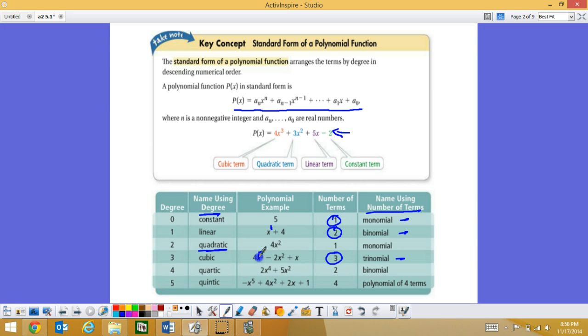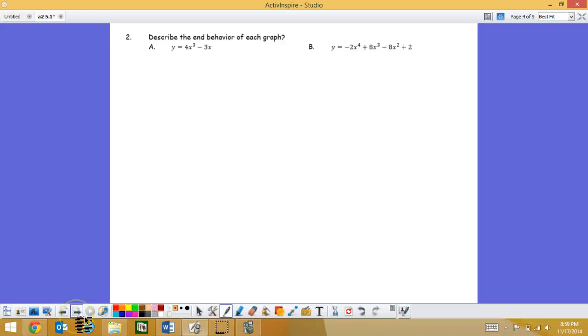And third degree polynomials are cubics. Fourth degree polynomials are quartics, and fifth degree polynomials are quintics. So on the next page, in the last little bit of this video, we're going to classify polynomials according to their degree and how many terms they have.